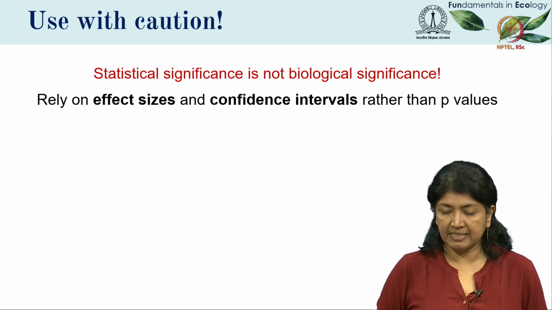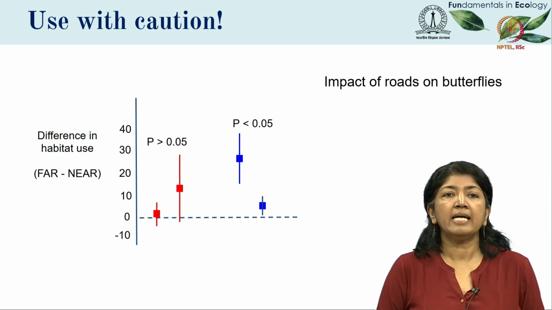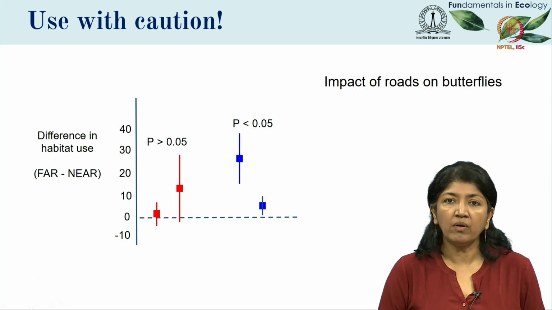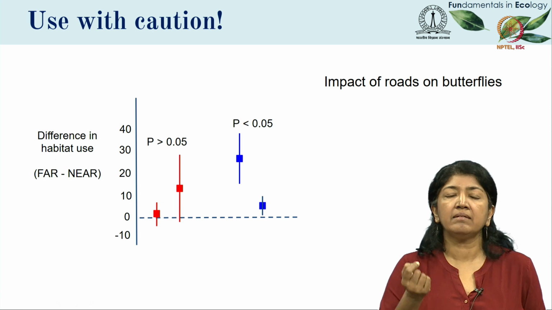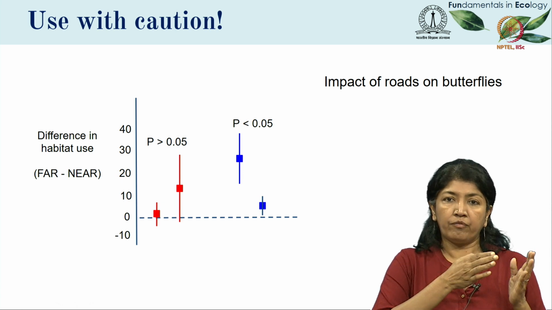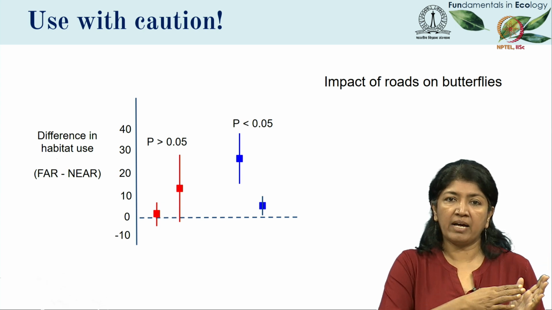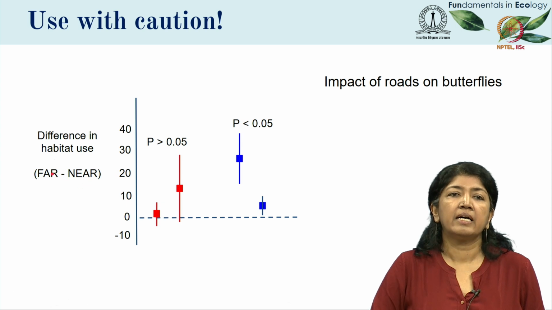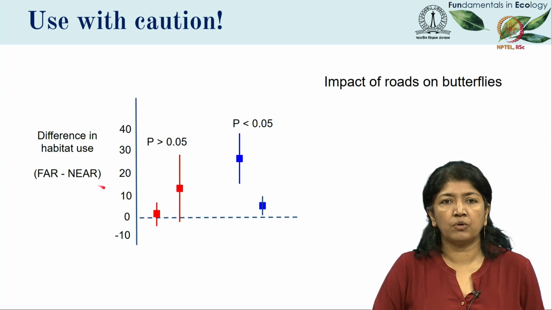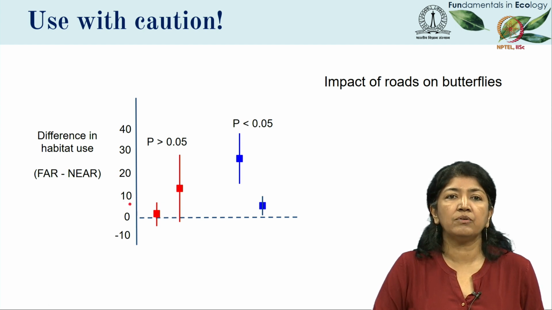Let me explain this to you with an example. So, let us go back to an example we have talked about before, which is the impact of roads on butterfly habitat use. Imagine that I am estimating the difference in habitat use in plots far away from the road compared to plots near the road. What this shows you here is butterfly habitat use in terms of relative abundance in plots far away minus near. So, a value of 0 here would mean no difference, a negative value would mean greater habitat use near the road, and positive values mean greater habitat use far from the road. And I have shown you two situations here.